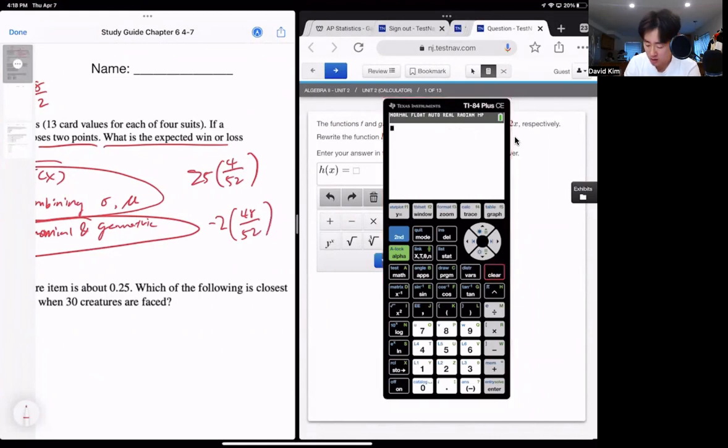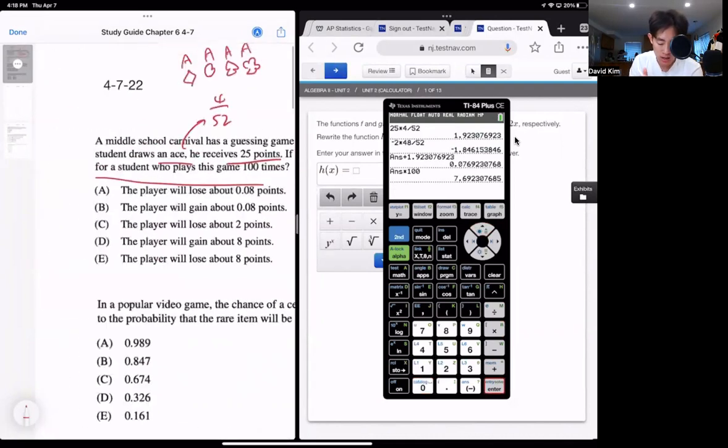So what is the expected value? Well, you're going to just multiply those together: 25 times 4 over 52, and -2 times 48 over 52. And you're simply going to add these 2 values together. Eventually what you end up with is that per play, you're expected to gain about 0.076. So that's less than 1/10 of a point. But you're playing 100 times, so you multiply that by 100, and you end up with 7.69. So the player is expected to gain about 8 points, and that should be the correct answer.